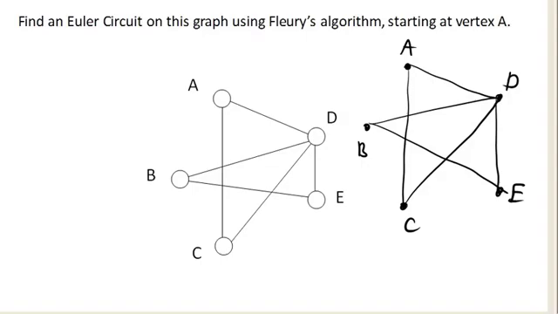So let's find an Euler circuit on this graph. We can tell from all the even degrees that it's going to have an Euler circuit. Now, most of the time, it's going to be easiest to just guess and check at an Euler circuit. But if we want a more formulaic approach here, we use something called Fleury's algorithm.